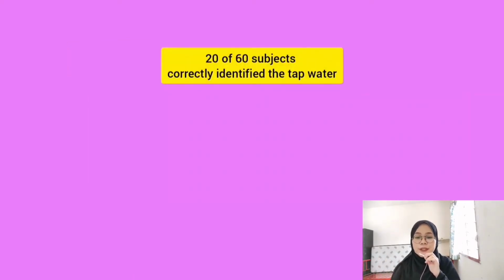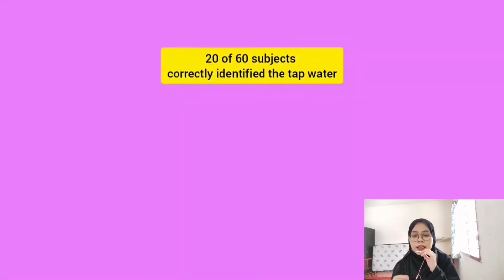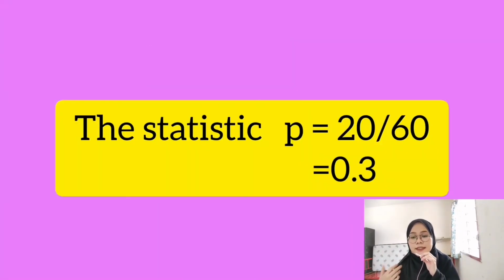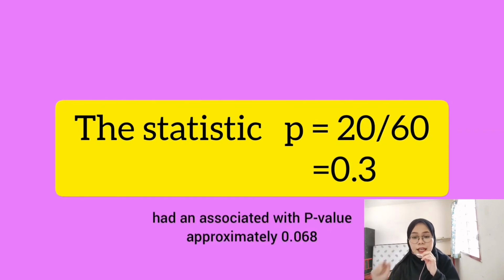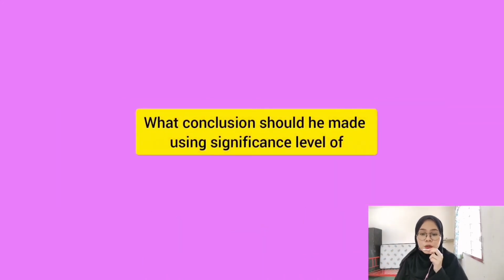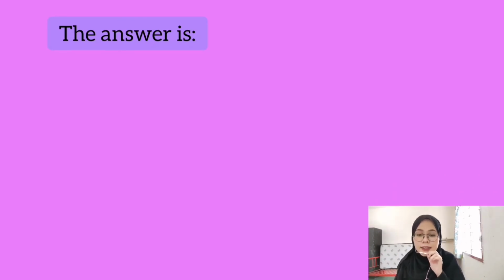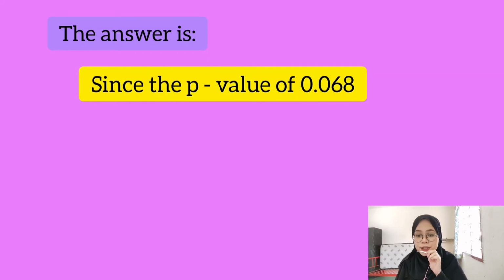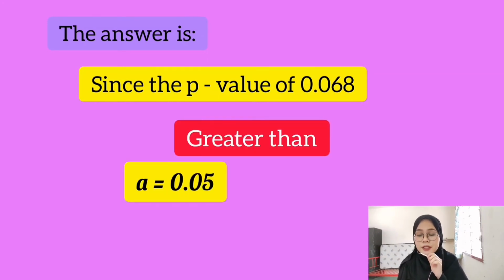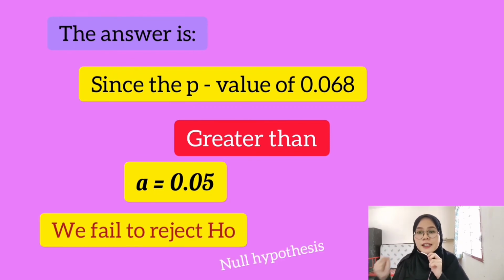The experiment showed that 20 of the 60 subjects correctly identified the tap water. Emma calculated that the statistic is 0.3, associated with a p-value of approximately 0.068. What conclusion should be made using a significance level of 0.05? Okay, the answer is, since the p-value of 0.068 is greater than the significance level of 0.05, we should fail to reject the null hypothesis.